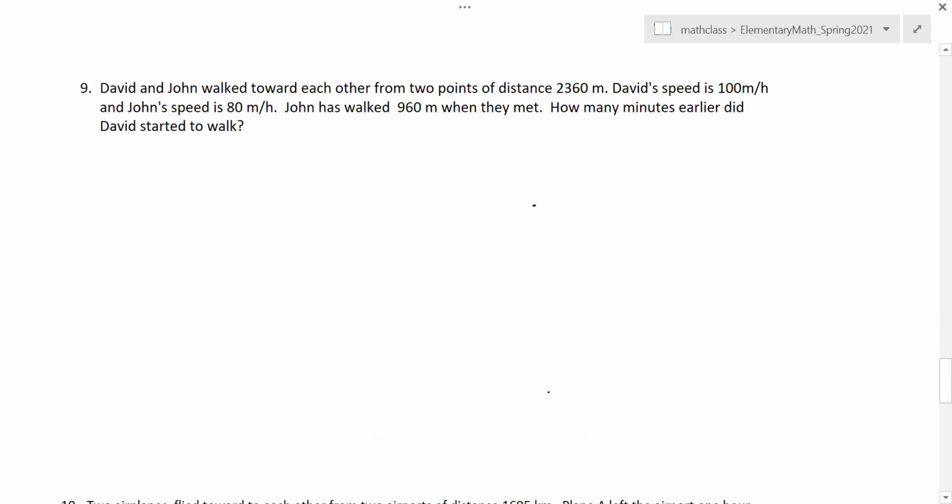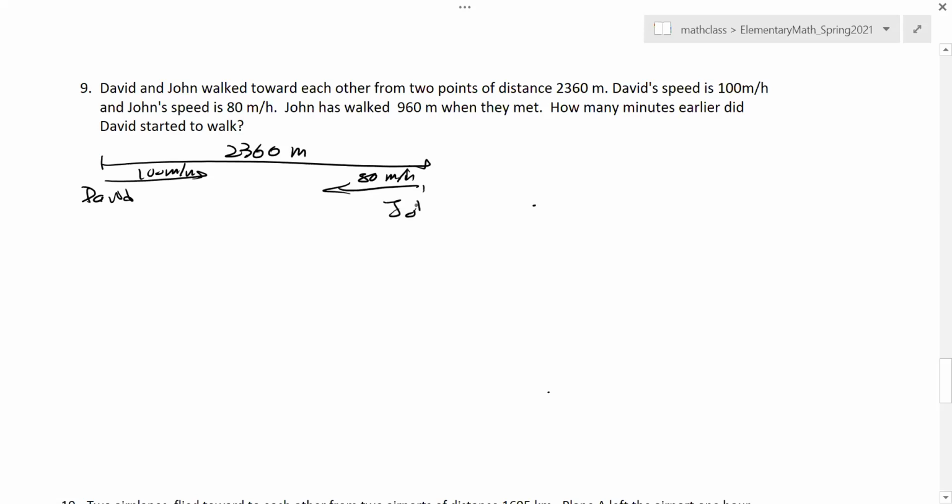So David and John drive toward each other from two points, where the distance is 2,300 kilometers. David's speed is 100 kilometers per hour, and John's speed is 80 kilometers per hour. It's not walking, they're driving. John has traveled 960 meters when they meet.